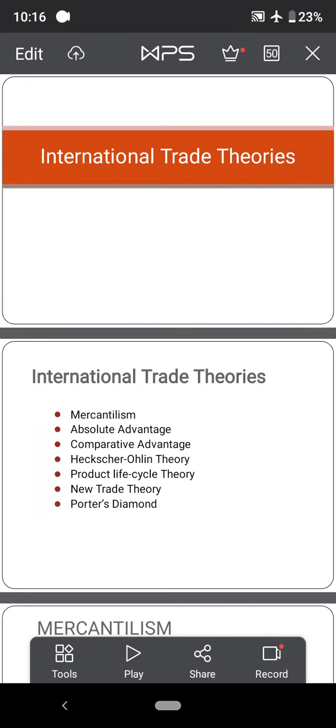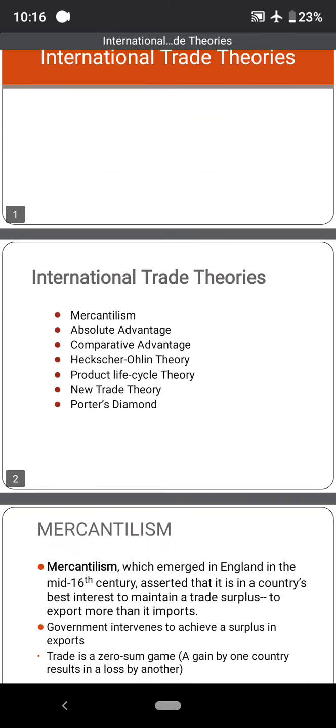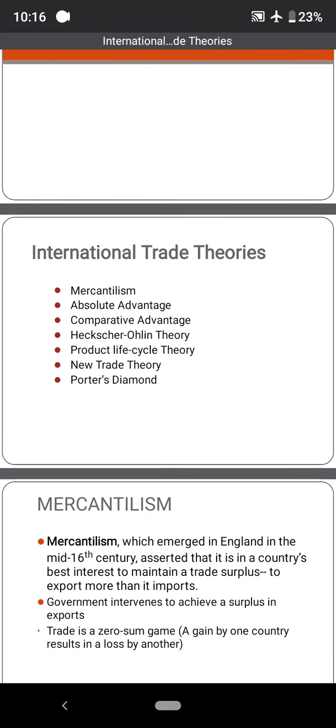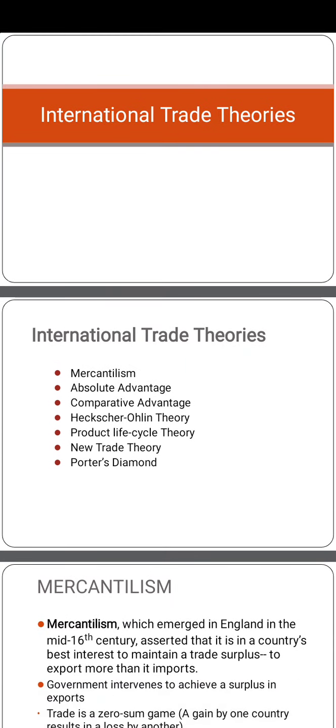Hello everyone. Today's topic is international trade theories. So here you can see in the slide there are some international trade theories. First is mercantilism, absolute advantage, comparative advantage, Heckscher-Ohlin theory, product life cycle theory, new trade theory, and Porter's diamond theory.